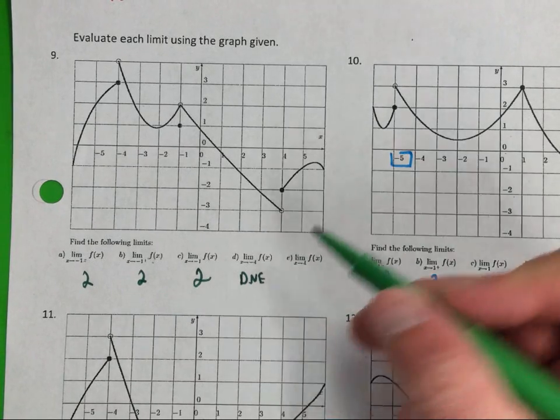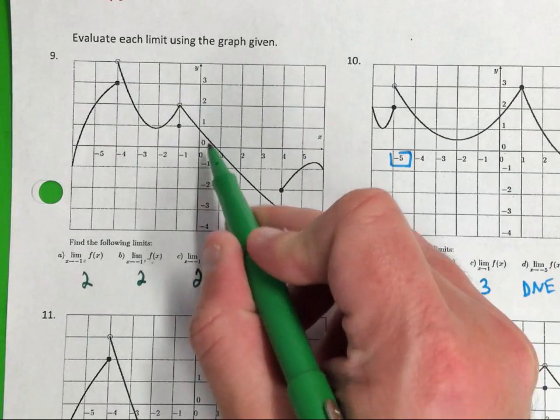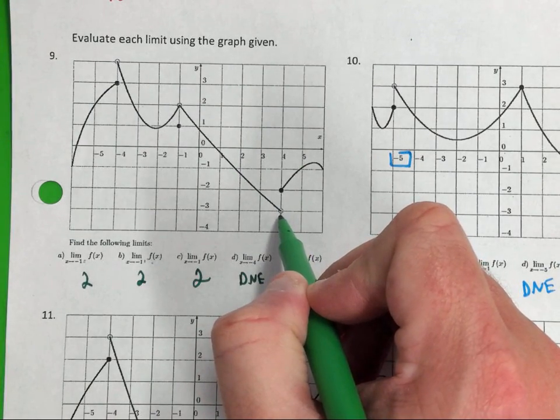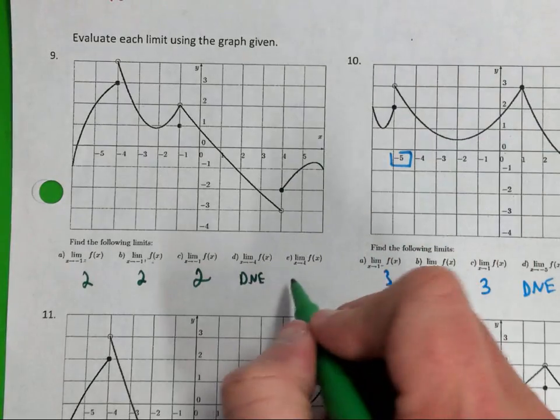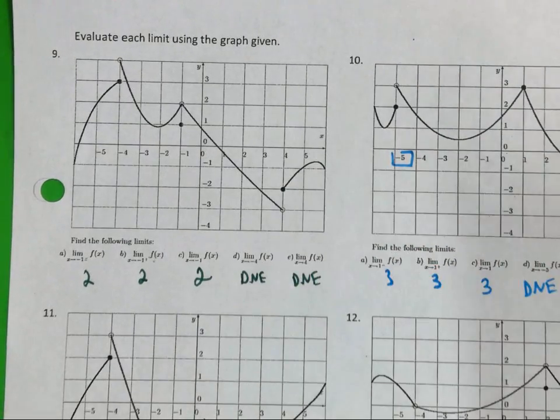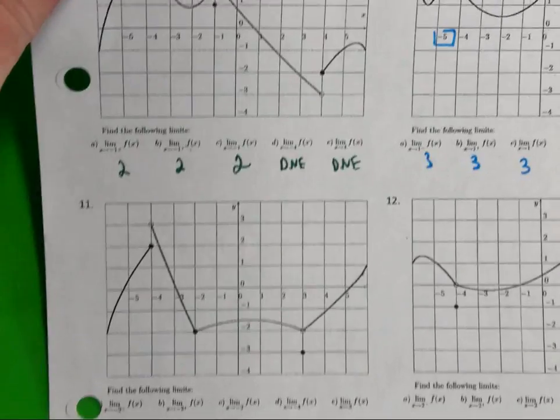The limit as x goes to 4. From the left, it's approaching what value? From the right, it's approaching. So what is it? Alright.